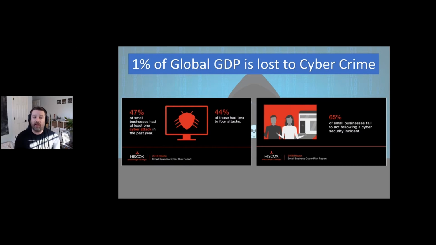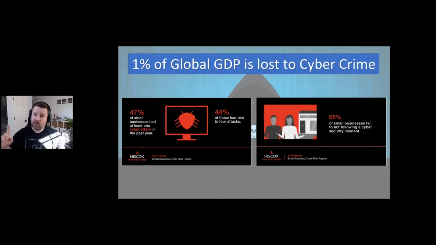Cybercrime occurs at all levels. 47% of small businesses had at least one cyber attack in 2018. 44% of those had 2 to 4 attacks targeting them. That's not great. Now, here's the bigger issue. 65% of small businesses fail to act following a cybersecurity incident. That simply means that they either don't know what to do because of that skills gap, or they might not even know they've been hacked, which is a common problem in small businesses.